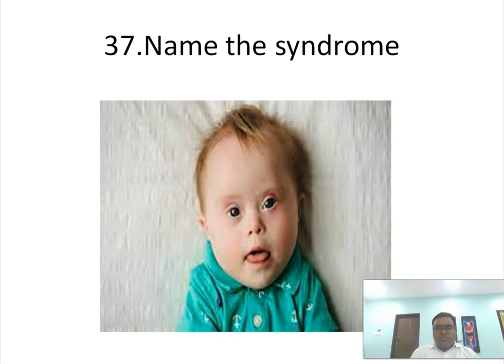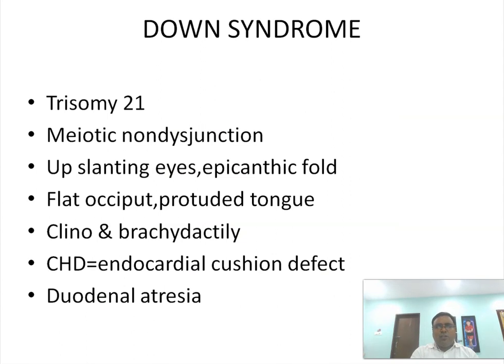Name the syndrome. This is the classical picture. We know this syndrome is Down syndrome, otherwise known as trisomy 21. The most common pathogenic mechanism is meiotic non-disjunction. Clinical feature wise, we can get oblique eyes, epicanthal folds, flat occiput, protruded tongue, clinodactyly and brachydactyly. Most common congenital heart disease associated with Down syndrome is endocardial cushion defect. And we can get duodenal atresia. Many clinical features are there. Just to remember, picture wise, this is a case of Down syndrome.